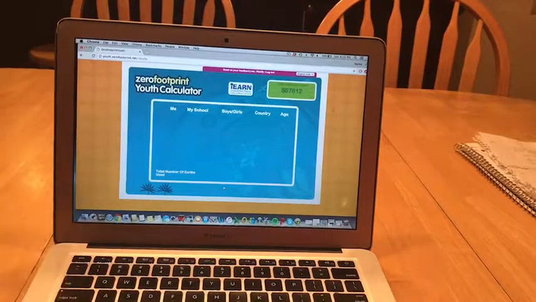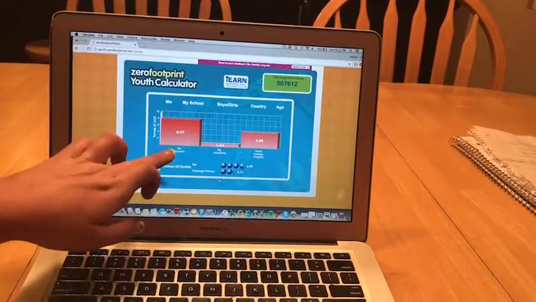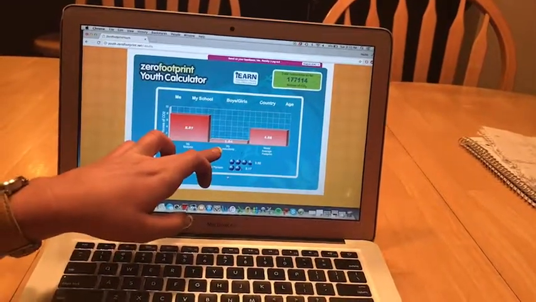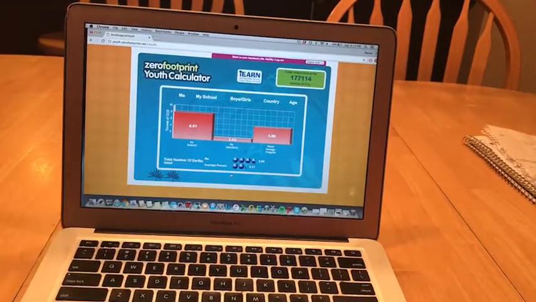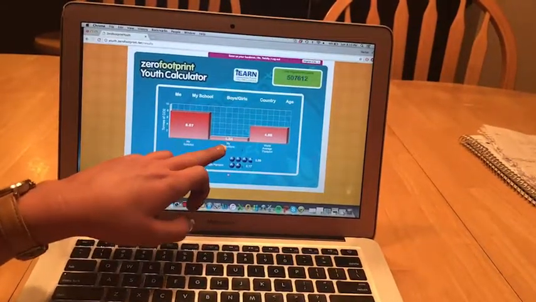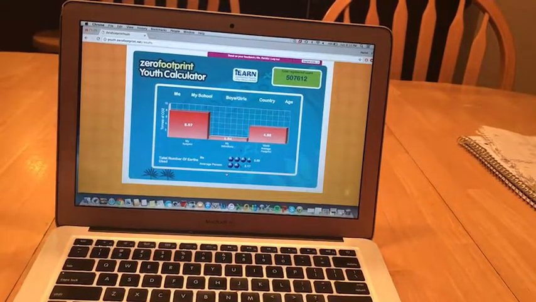So it's calculating everything right now. And look at that. Oh my goodness. So my footprint is at an 8.01 and it needs to be reduced. My reductions, how I'm saving the planet, is 1.04. The world average is about 5. So I am higher than the world average.